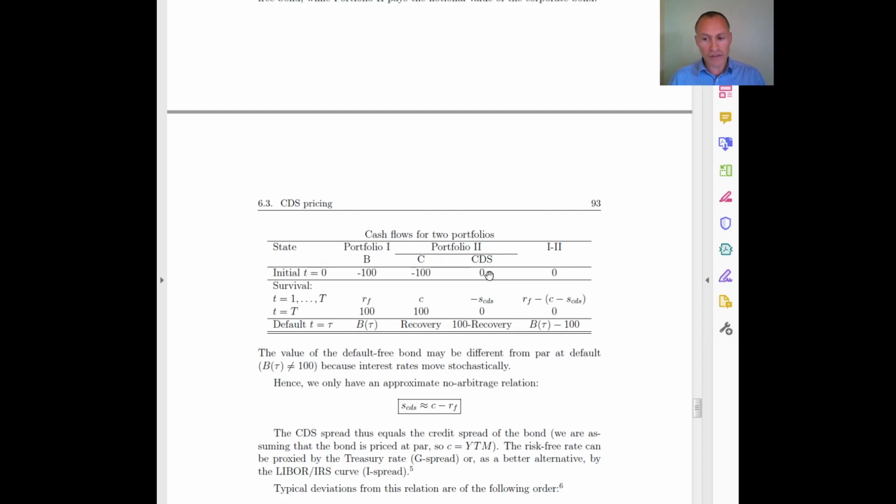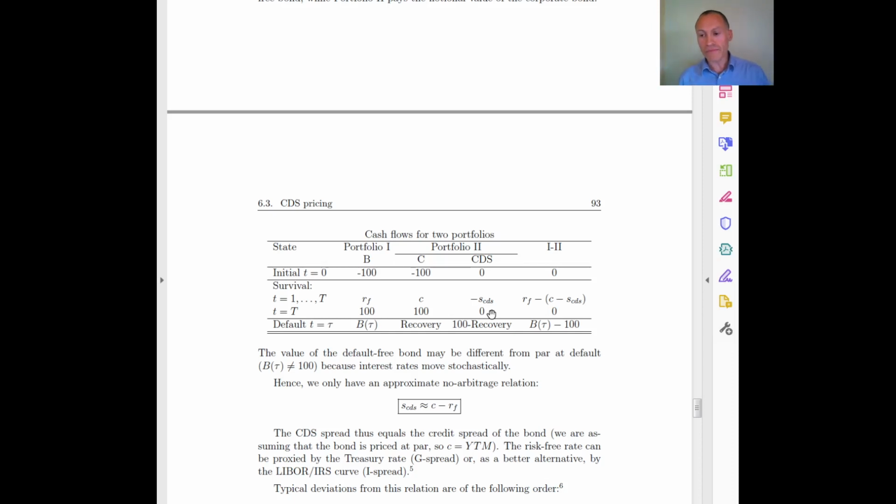The CDS costs 0 in the beginning, but then I am long the CDS, so I have to pay a premium every period, so minus the spread, and then there is no face value, so 0 at maturity.